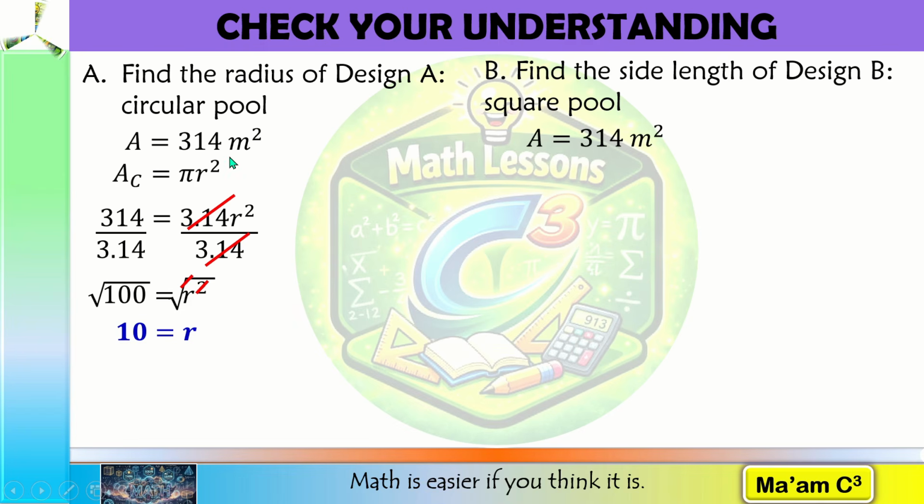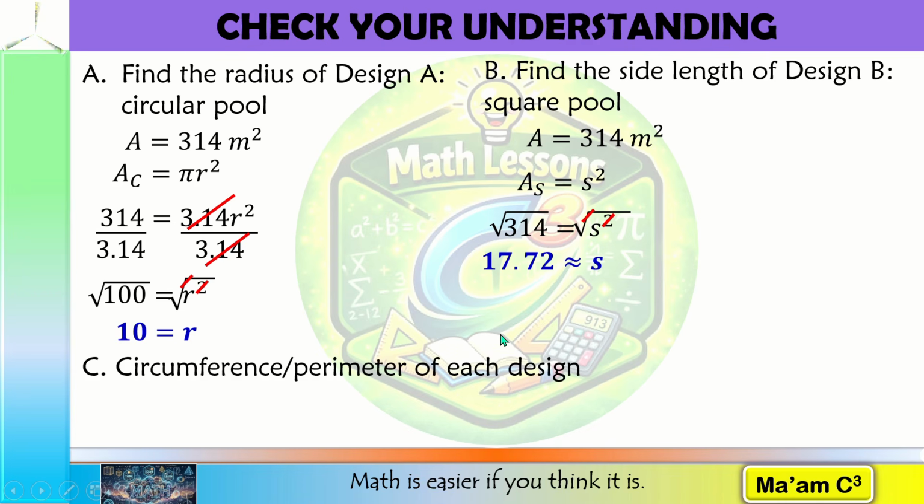Again, we're going to use the area, 314 square meters. Since this is square, let us recall the area of a square, and that is S squared. I'm going to substitute 314 in this one and extract a square root on both sides. This will be cancelled out, and the square root of 314 is approximately equal to 17.72. This is the side length of the square pool.